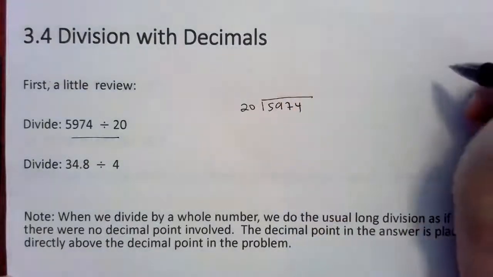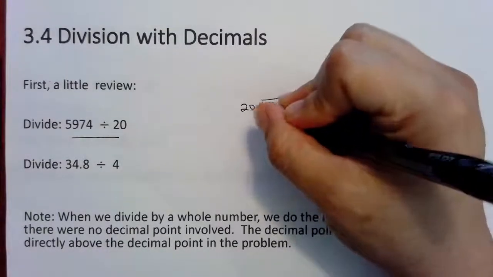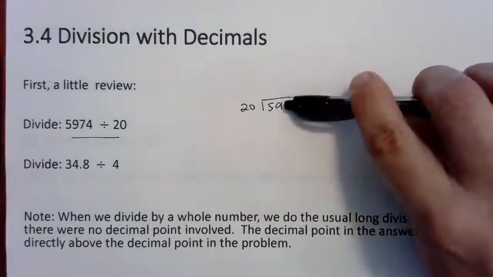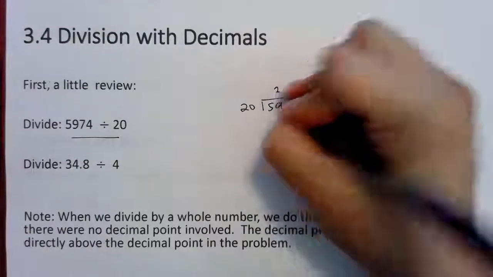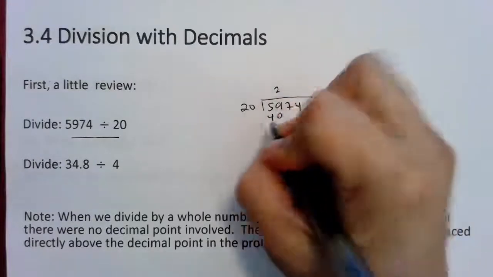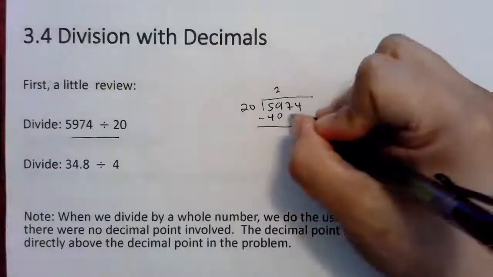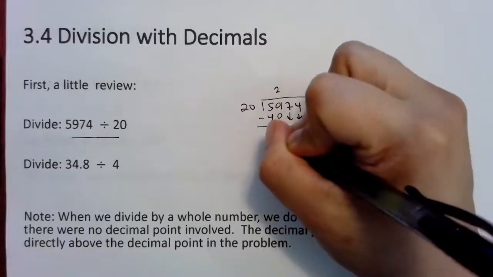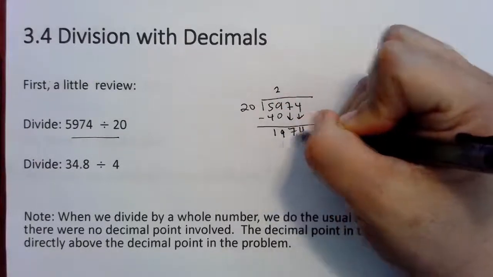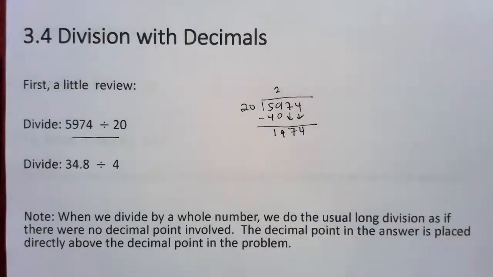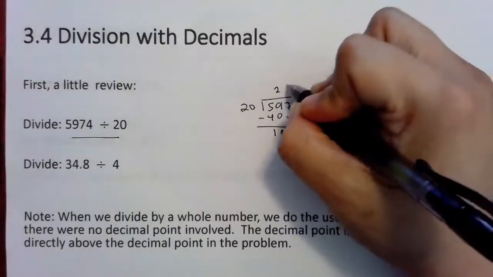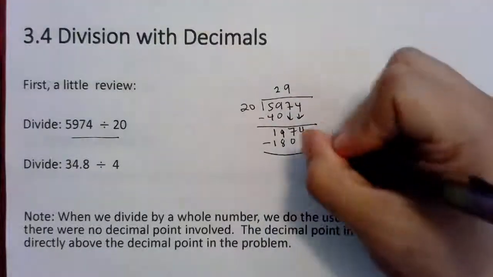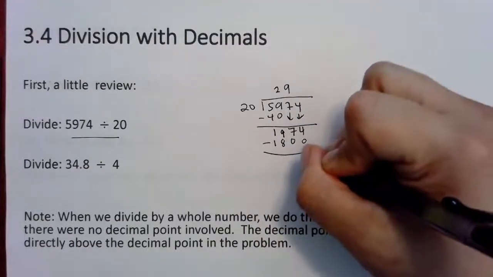Just to remember, we say, okay, well, 20 goes into 59 how many times? It goes in twice. Then we multiply, then we subtract, and we bring down everything else. That's a 9, that's a 1. 20 does not go into 19, but how many times does 20 go into 197? It goes in at most 9 times, and we subtract. Okay, and we bring down.